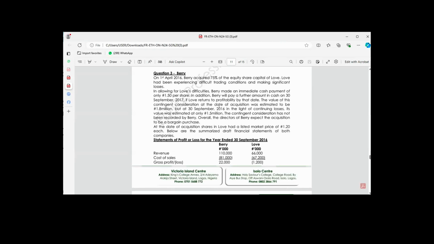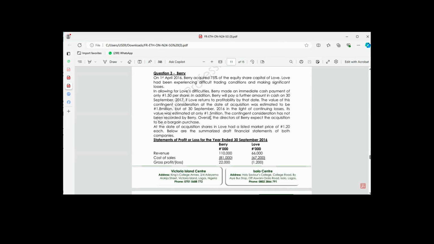But at 30 December 2016, in the light of the continual losses, its value was now estimated at 1.5. I can only pay 1.5. This is below target. But don't worry, I don't want to bother you too much. It's like the cost of investment, because we are still going to enter. We are going to raise it. Reason. Yes.